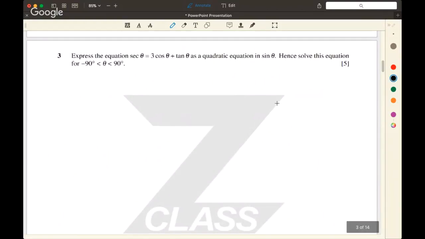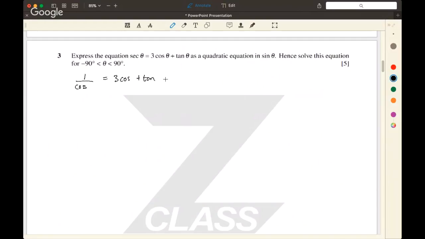Okay, question 3. So we're being asked to manipulate some trigonometric functions here. So sec of theta, well, what is that? That's just 1 over the cosine of theta. I'm going to drop the theta. So 1 over cos, which is the sec, is equal to 3 cos plus tan.